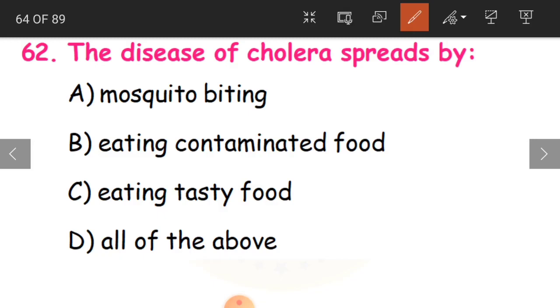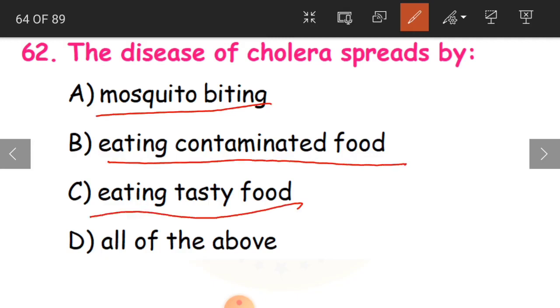The disease of cholera spreads by. Cholera is one type of disease. So how do we get that particular disease? Is it by mosquito biting, eating contaminated food, eating tasty food, or all of the above? And the answer is eating contaminated food.